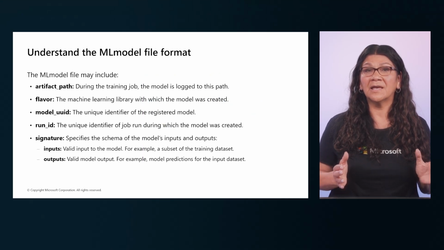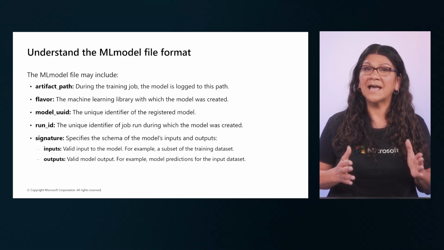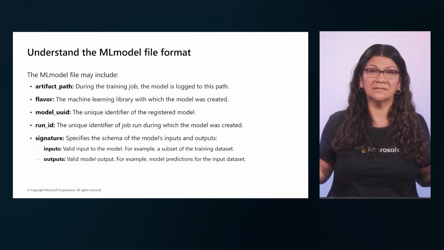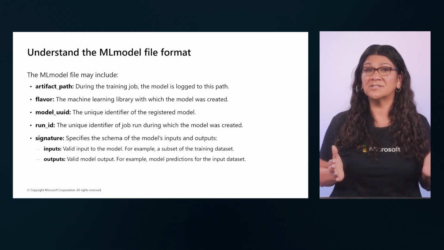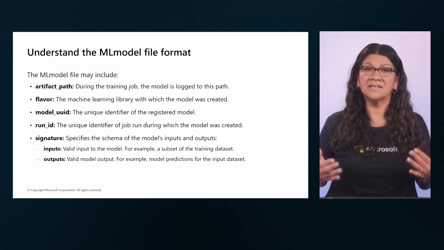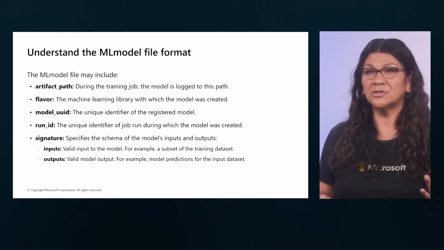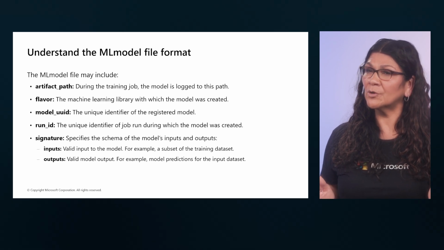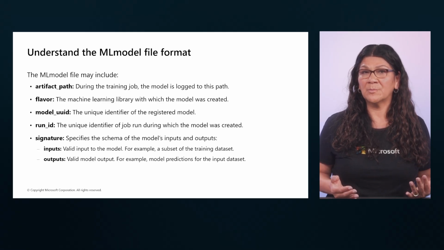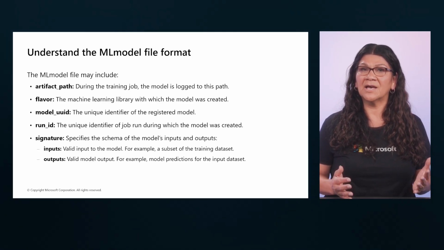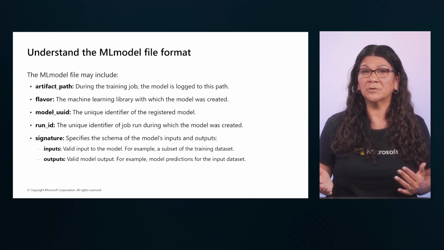The MLflow MLmodel file is essentially the playbook that tells the world how your model works and how to run it. It captures critical metadata such as where the model artifact is stored, like the artifact path, the exact run and model identifiers with the run ID and the model UUID, and most importantly, the model flavor, which identifies the machine learning framework used to build the model. For example, scikit-learn, TensorFlow, or PyTorch.